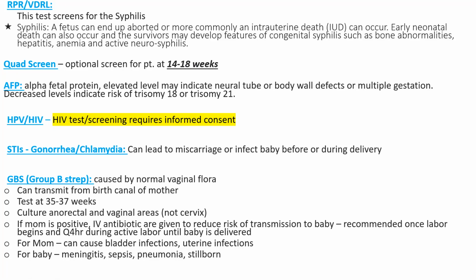Quad screen, optional screens for patients 14 through 18 weeks. Alpha fetoprotein, elevated levels may indicate a neural tube or body wall defect or multiple gestation. Decreased levels indicate risk of Down syndrome, sorry, trisomy 21. That right there, AFP is really important.